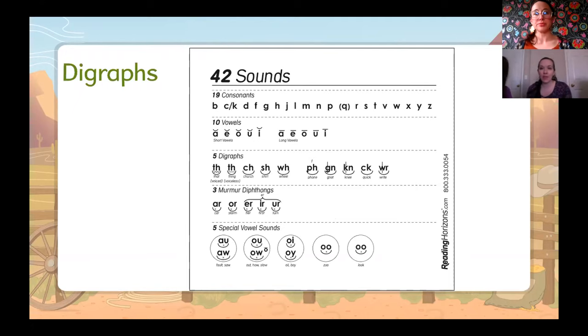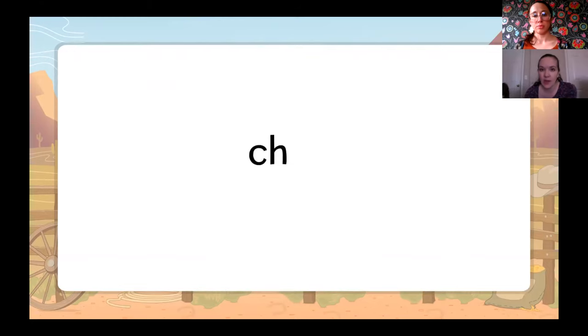So today, from our poster, you can actually find the digraphs on this 42 sounds of the alphabet poster. We've already done the two THs, so today we're going to focus on the CH, SH, WH, and the PH digraphs. So let's go through each one of those, and we'll talk about the sound they make and how we can mark them within words. All right, so this is our first one, CH.